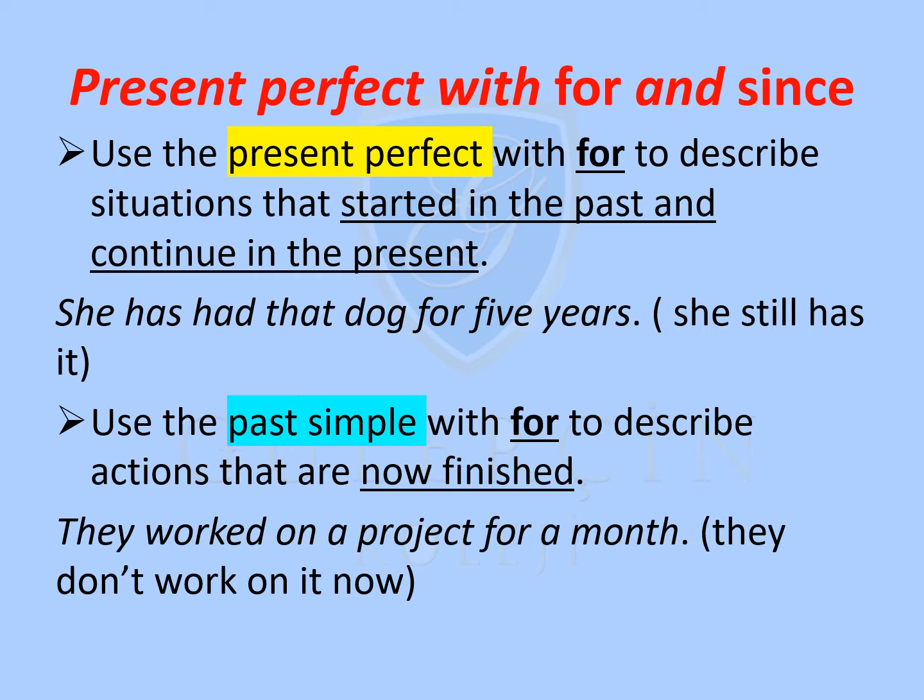Whereas in the past simple, use for to describe actions that are now finished. Example: they worked on a project for a month. It means that they don't work on it now. It finished.